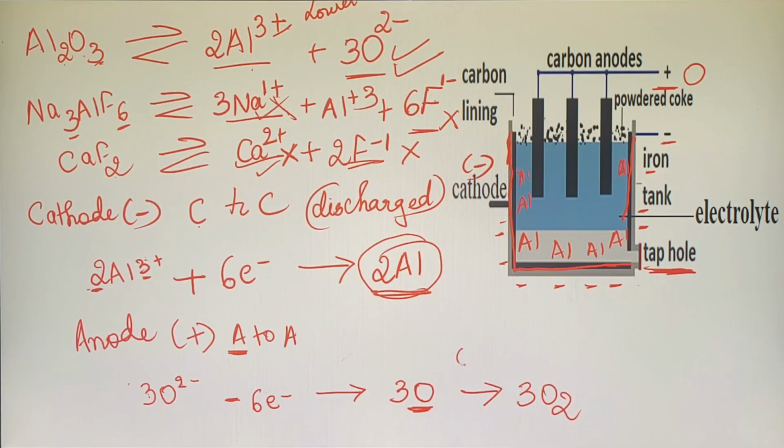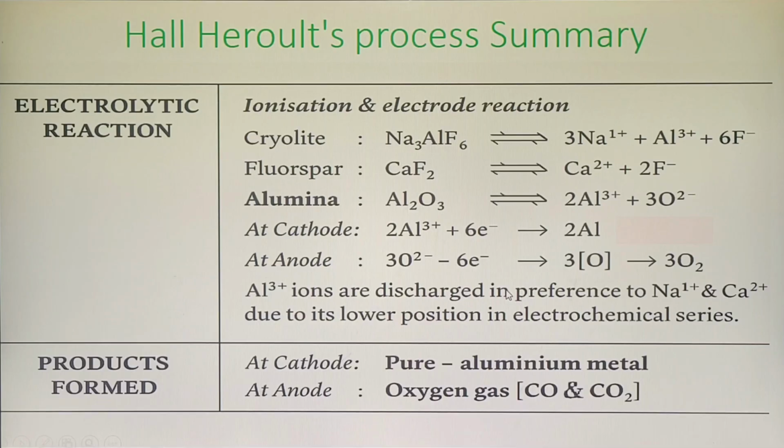Or in other words, O is unstable. It combines with another oxygen and it will give me O2. Clear? So what have I got at my anode, children? At my anode, I have got oxygen gas evolving. I hope this is clear to you. So at the cathode, which metal is getting deposited? At the cathode, aluminium is getting deposited, and at my anode, oxygen gas is getting liberated. So we'll once again go ahead with the reactions, children.